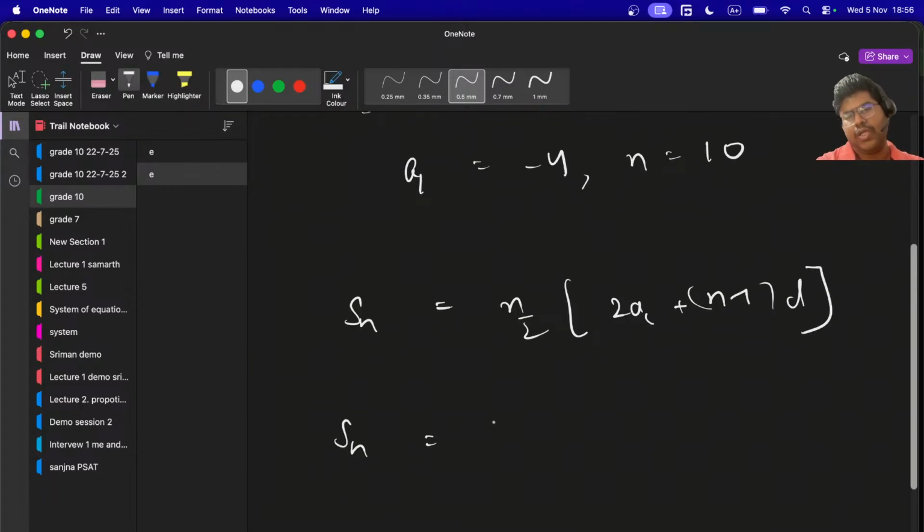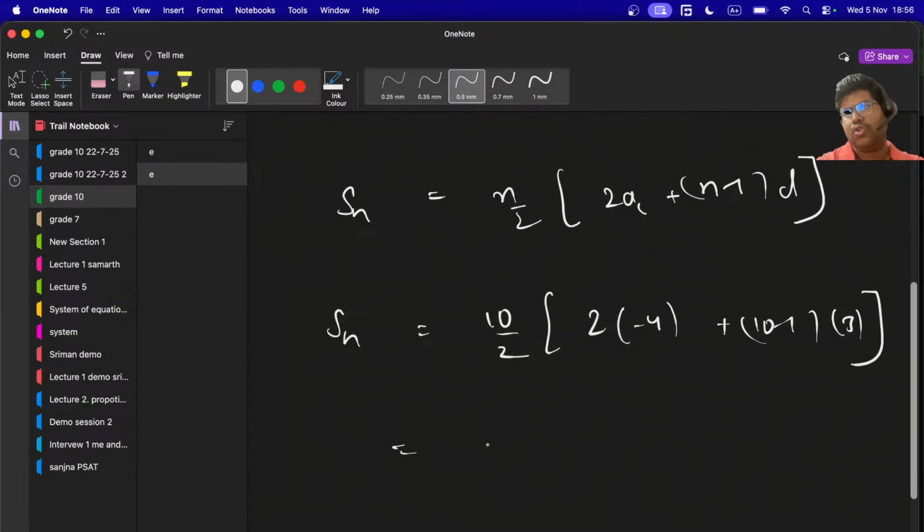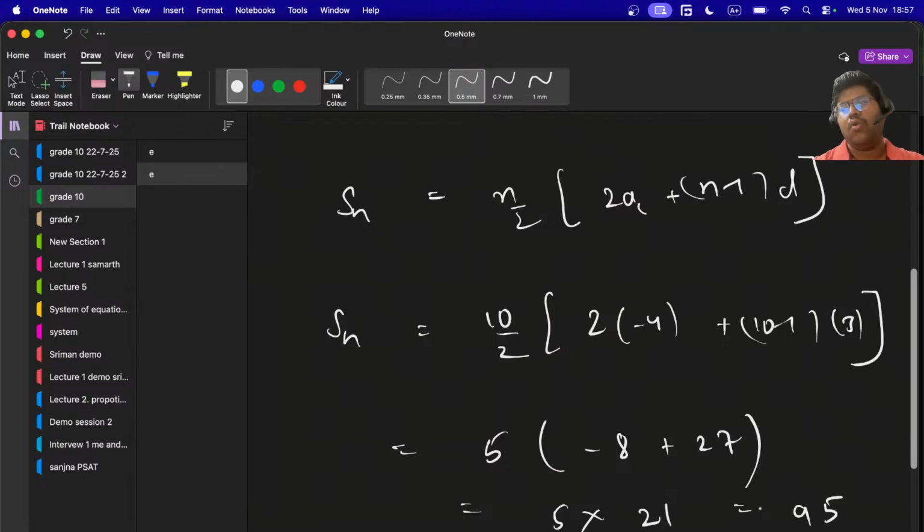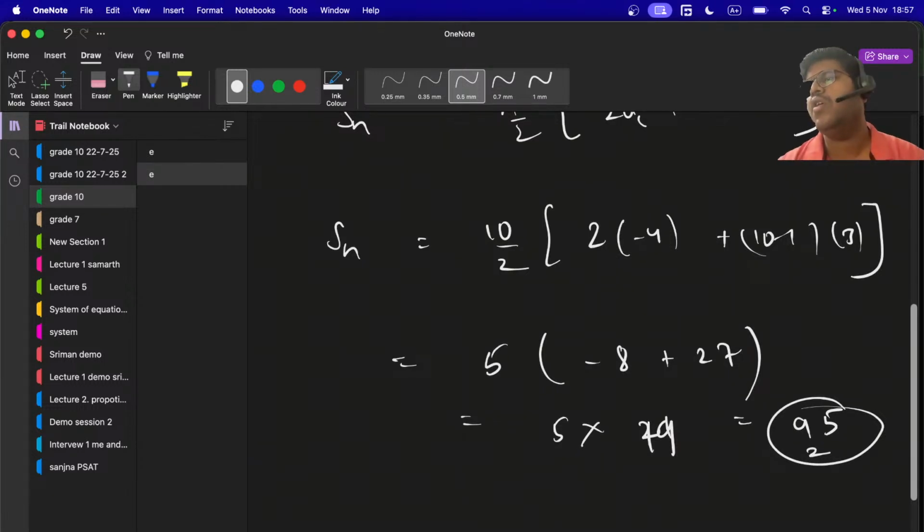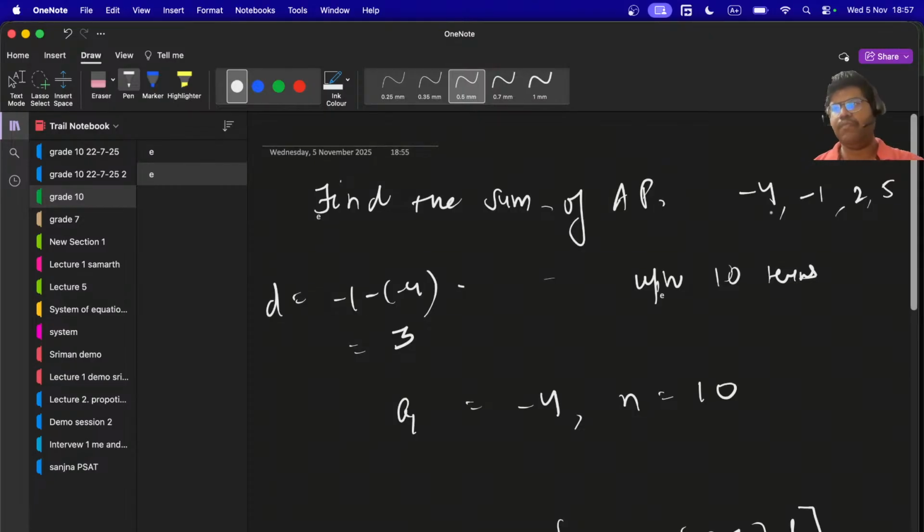So I got Sn equals 10 over 2 times 2 times negative 4 plus 10 minus 1 times 3. Solving, you get 5 times minus 8 plus 27, so 5 times 19, which is 95. So the answer would be 95. This way we can find the sum up to n terms of the given AP.